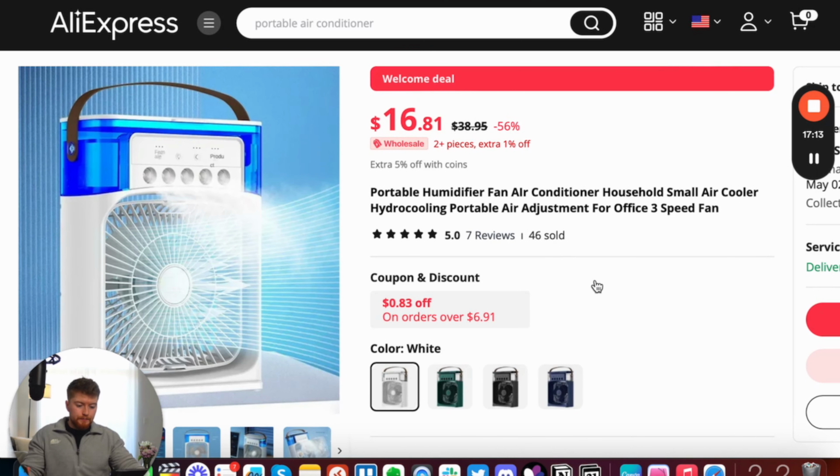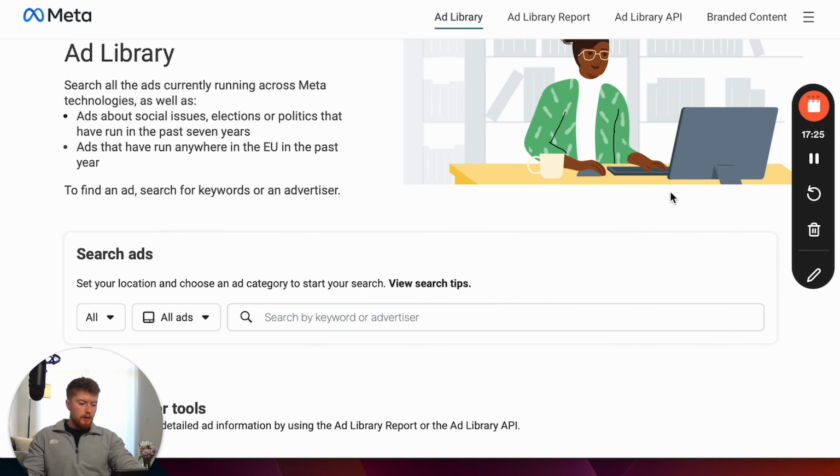So the next thing is that we're going to start using Facebook search. There's a couple ways that you can start searching on Facebook to find products that people are already advertising, but I'm going to show you how to do that through the Facebook Ads Library, so we can jump right into that. All right, so we've jumped into what's called Meta Ad Library or Facebook Ad Library.